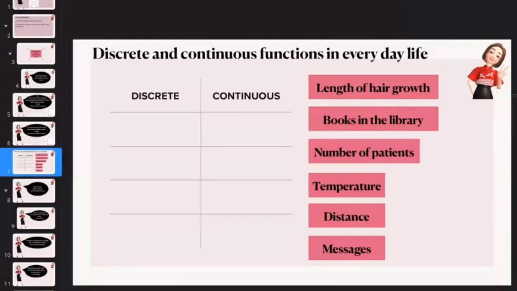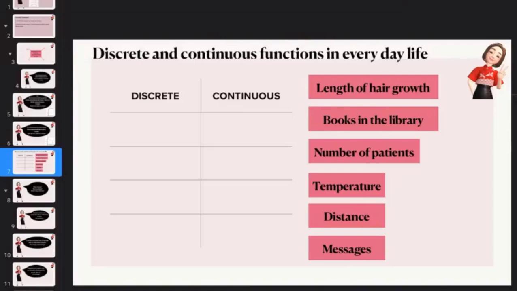Tadi cikgu dah terangkan kan apa beza antara discrete dengan selanjar. Boleh ulang balik definisi? Apa beza antara kedua-dua fungsi tu? Bentuk graf dia macam mana? Tak dengar Afika tadi. Ke tak faham lagi? Yes, Afika. Discrete. Kenapa kata ini adalah discrete?